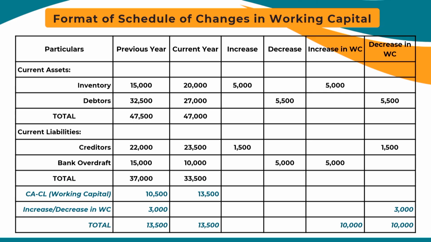Then the fourth column represents individual increase in either current assets or current liabilities. The fifth column discloses the decrease pertaining to individual current assets and current liabilities. Subsequently, the last 2 columns are going to talk about the changes in working capital consequent upon changes in any of the individual components of current assets and current liabilities.